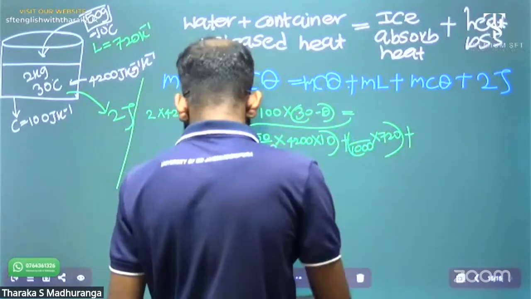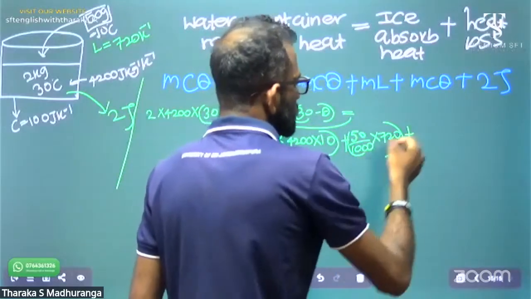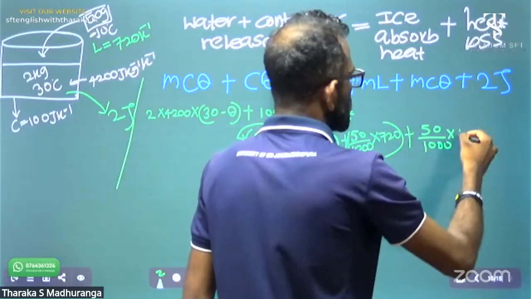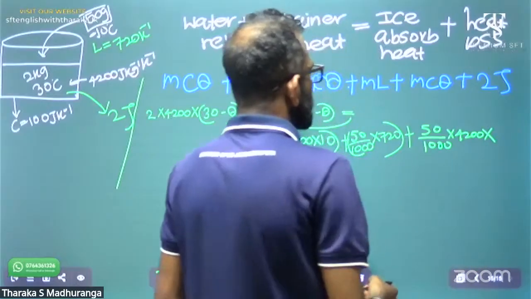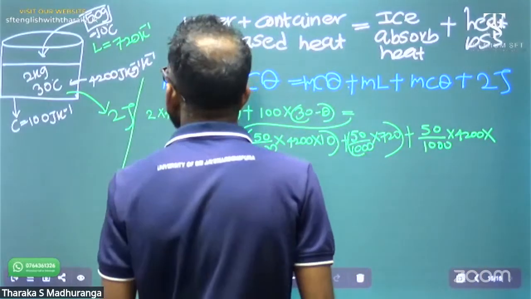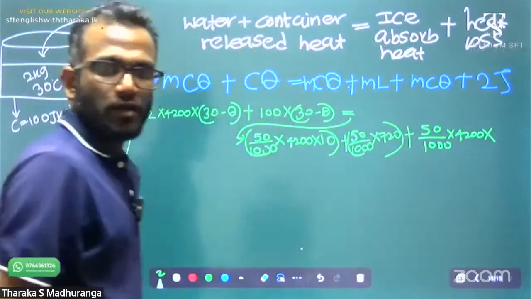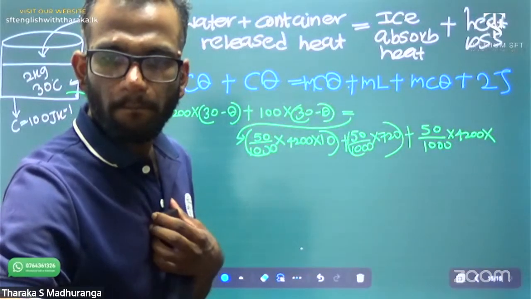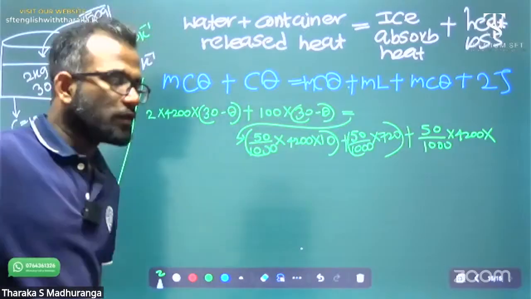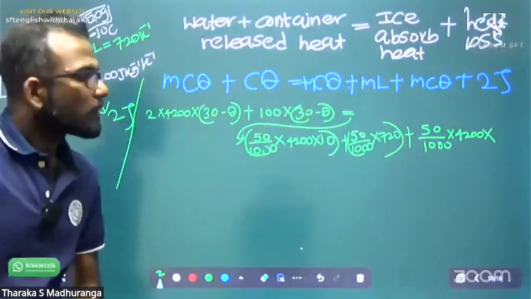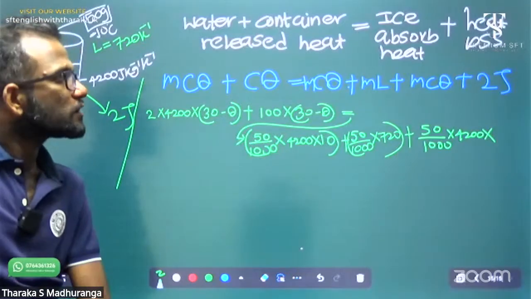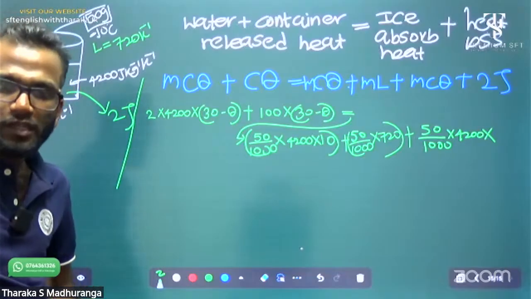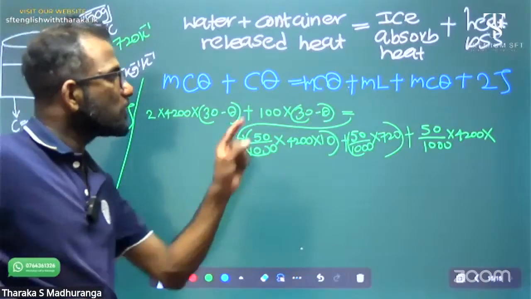50 gram, 50 over 1000, into specific heat capacity 4200, into temperature difference. Now theta. Sorry, mistake. 50 over 1000, specific heat capacity 4200, temperature difference theta minus 0, no? Because now it is 0 Celsius.